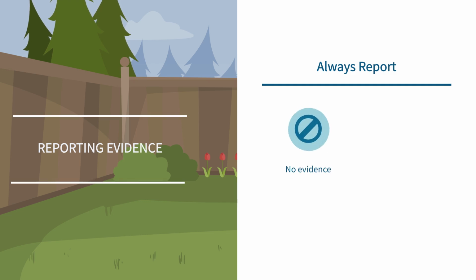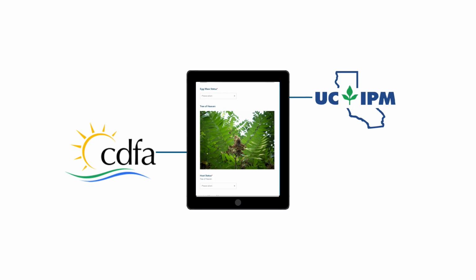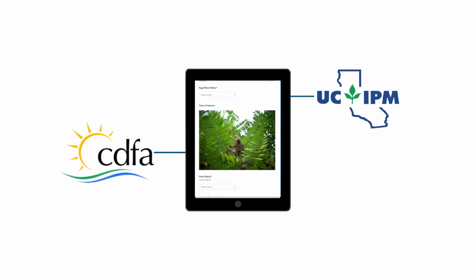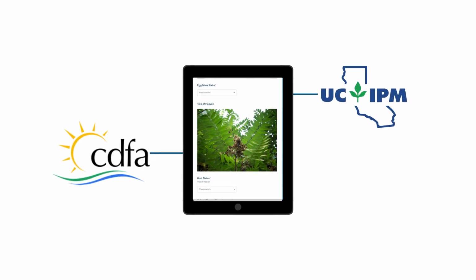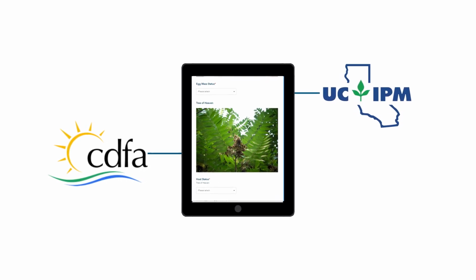Even if Ramon hadn't spotted any evidence of the invasive species, they would still report the findings in the invasive species reporting tool. Information about a non-sighting is a data point that is valuable to this project. Data collected in the invasive species reporting tool is shared with the UC Integrated Pest Management Program and the California Department of Food and Agriculture.